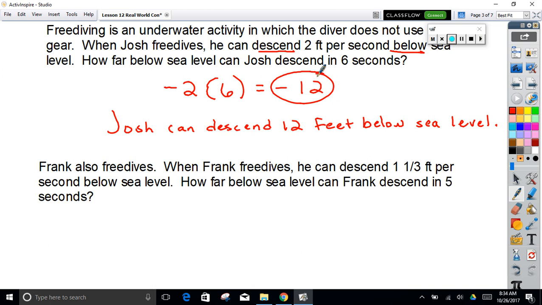Okay, next question. And what I did was I took the same kind of question and I turned it into some fractional amounts. Because what often happens is we can immediately see when the numbers are easy what we should do, and we can figure it out. And then we see a fraction, and we're like, oh my gosh, it's a fraction. And you don't think as clearly as you do with whole numbers. So I want you to try the next one. Frank also free dives. When Frank free dives, he can descend 1 1/3 feet per second below sea level. How far below sea level can Frank descend in 5 seconds?